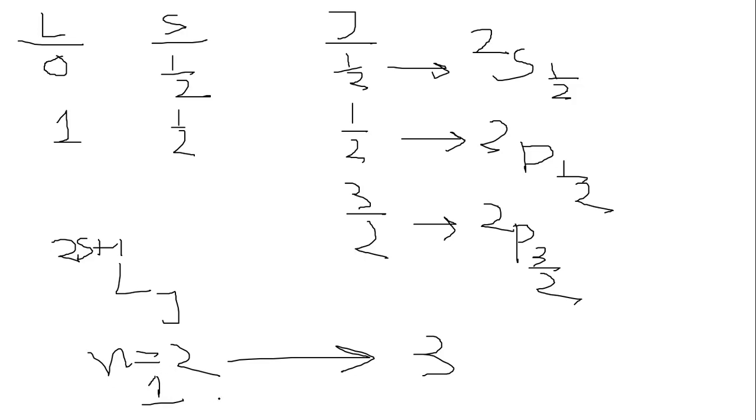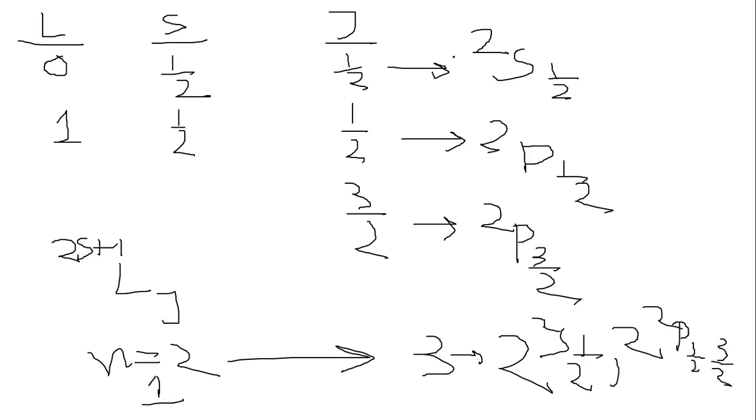Since n equal to 2, these three states can be written as 2, 2S half, 2, 2P half, and 2P 3 by 2, because generally we write n, 2S plus 1 L J. So for n equal to 2, we got three different states, that is 2S half, 2P half, and 2P 3 by 2. And so the states can be represented as 2 2S half, 2 2P half, and 2 2P 3 by 2.